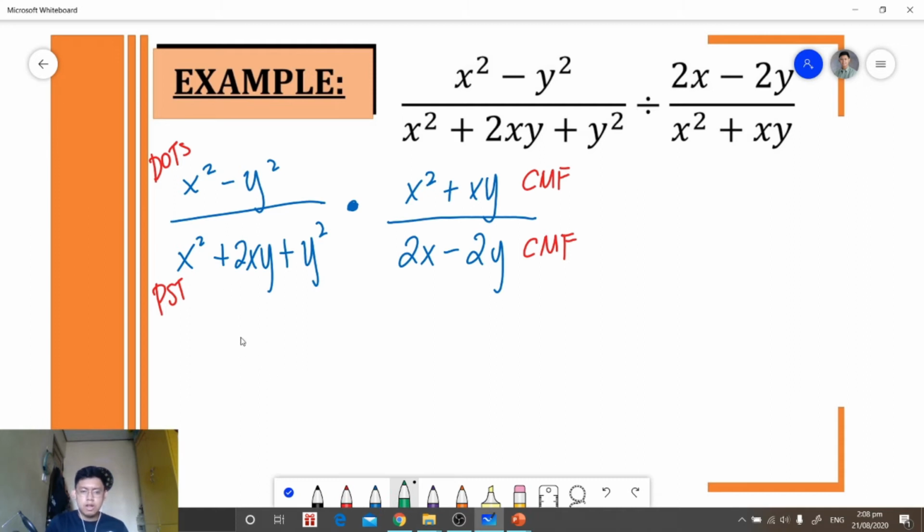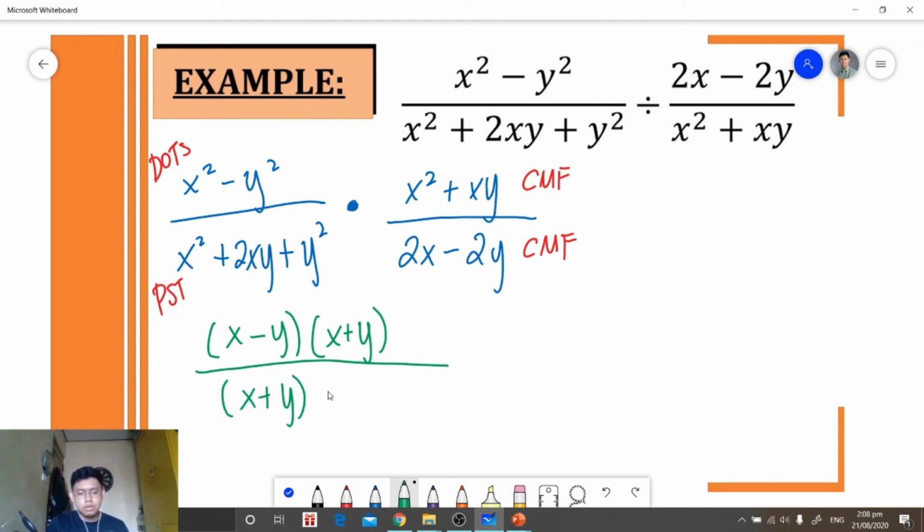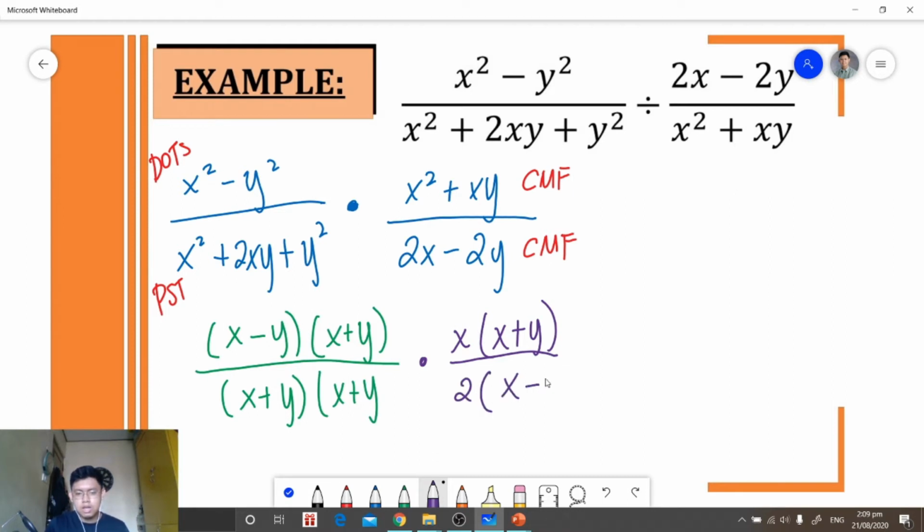So for our first numerator, it will be x minus y times x plus y. And the denominator will be x plus y times x plus y. So it is multiplied to our second rational expression, which is, let's factor our numerator. Common factor is x plus y. And for our denominator, common factor is 2. We will have x minus y.